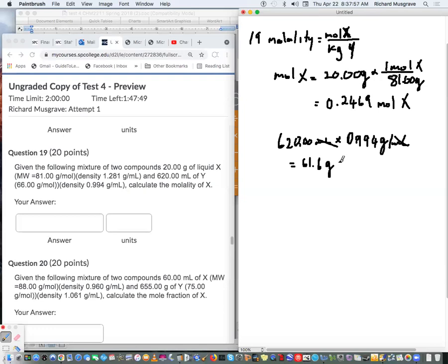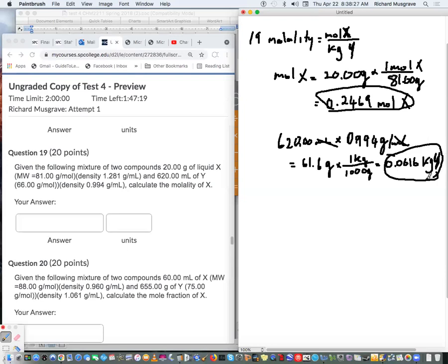And then let's see, so we need to convert that into kilograms. So 1 times 1 kilogram over 1,000 grams. So that's 0.0616 kilograms. So we just substitute in the moles of X and the kilograms of Y. And there you go, that's it. Does anybody have any questions for number 19?